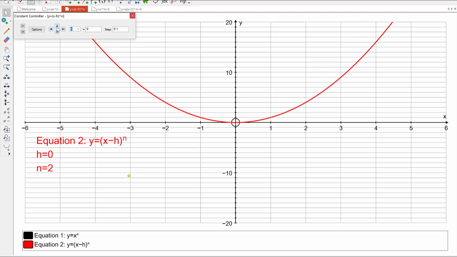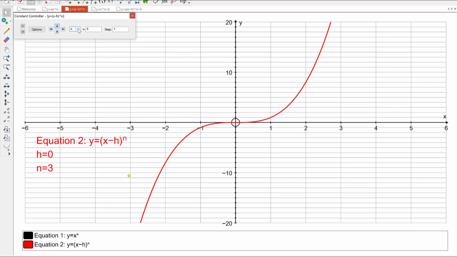Okay, so now let's see if we change the power. If we change the power to 3, for example, we've got the cubic, and then if we change the h value, the same effects happen. x minus a positive number moves it to the right by that amount. x plus a number, so in this case it's minus a negative number, which makes it x plus a number, makes it go to the left. Same shape, all we're doing is translating it to the left and to the right.